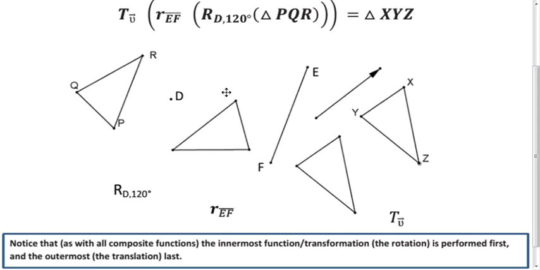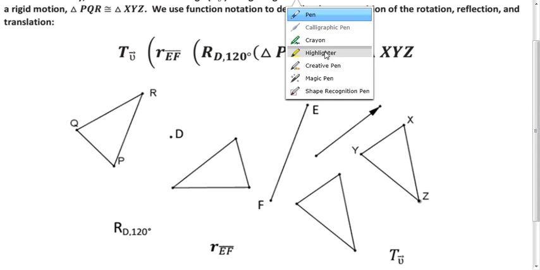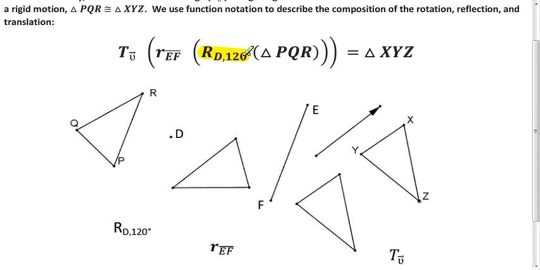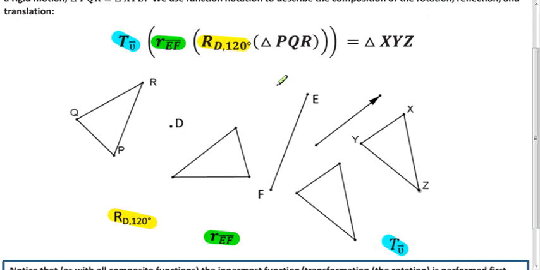The first transformation that's being applied is going to be all the way on the inside of the parentheses. So when we write this with function notation, the rotation happened first. So that goes all the way on the inside. So let's highlight that. So here's the rotation. And here we have it in the diagram. And then we reflected over line EF. And finally, we translated using vector V. Okay, and they talk us through it up in this paragraph. So by that sequence of rigid motions, we get triangle XYZ.